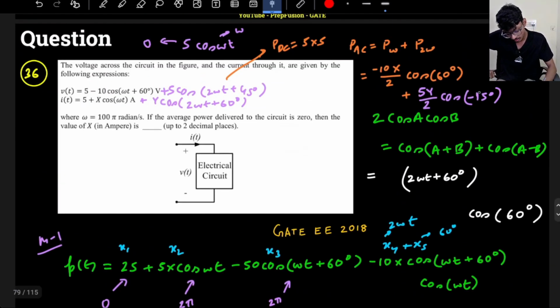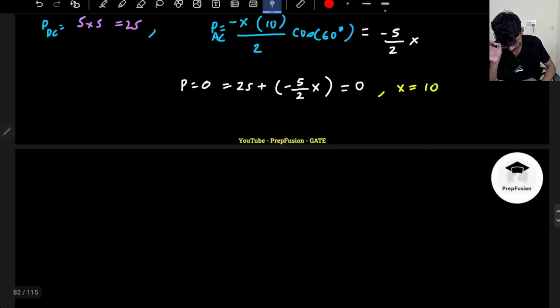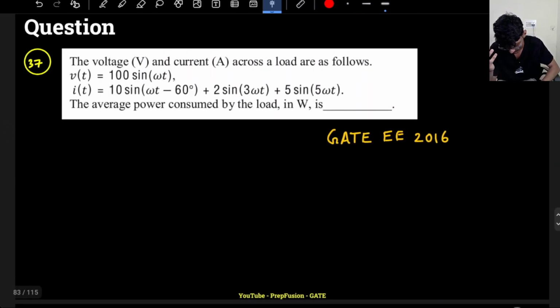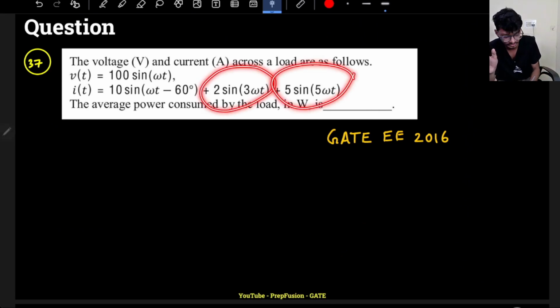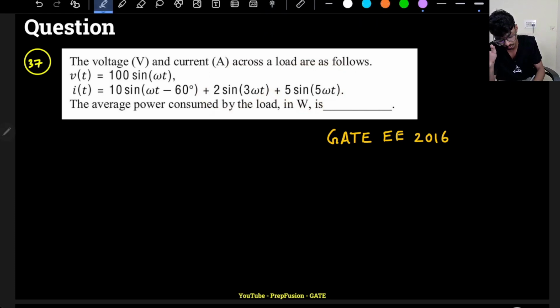I hope you have got this shortcut and all those things. This is a very nice and neat trick. Same thing I want you to solve in this question. You can pause the video and try it out yourself. What will be the average power here? Will there be any average power due to this 3 omega component, 5 omega component? No, there will not be any average power due to the 3 omega, 5 omega component.